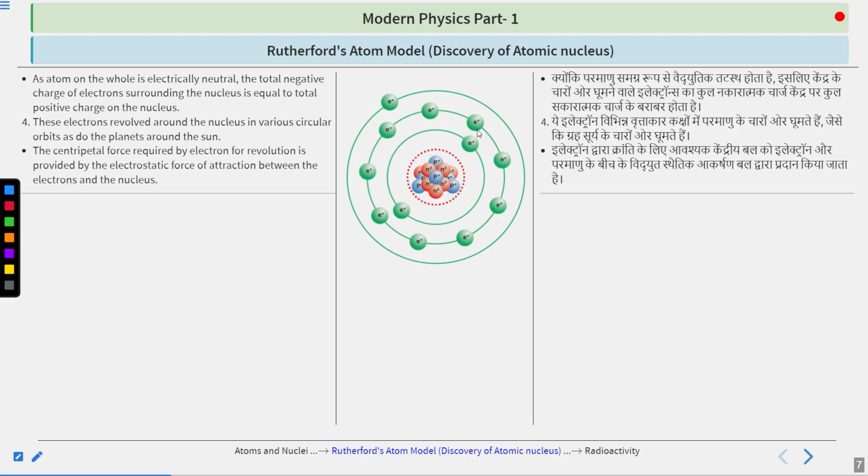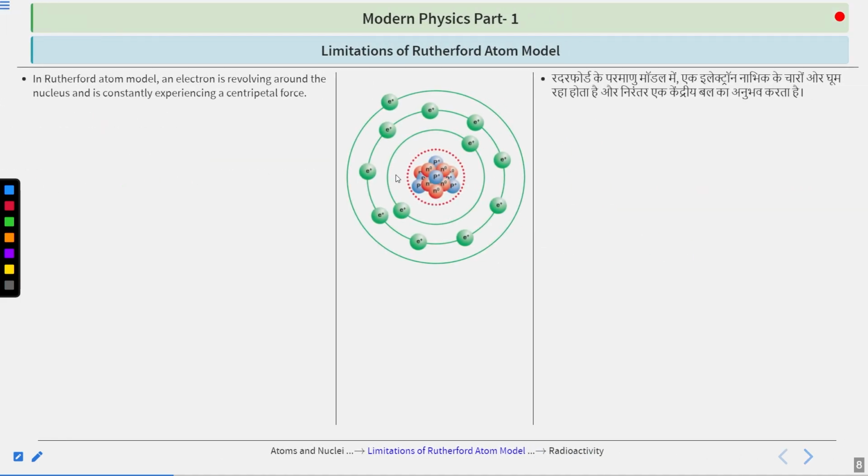The centripetal force required by the electron for revolution is provided by the electrostatic force of attraction between the electrons and the nucleus. Centripetal force is the force that pulls the outer thing towards the center of the circle. That's why the thing is in revolution. So he said the centripetal force required by the electron to revolve around the nucleus is provided by the electrostatic force of attraction between the electrons and the nucleus.